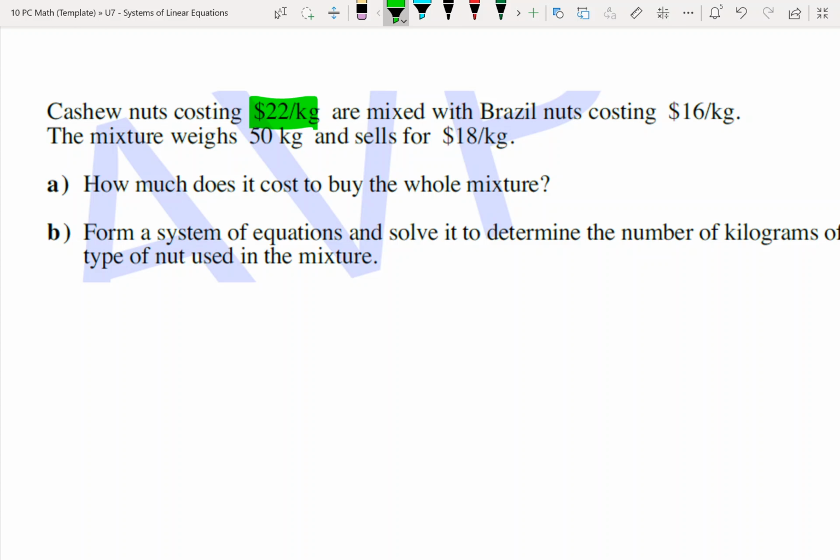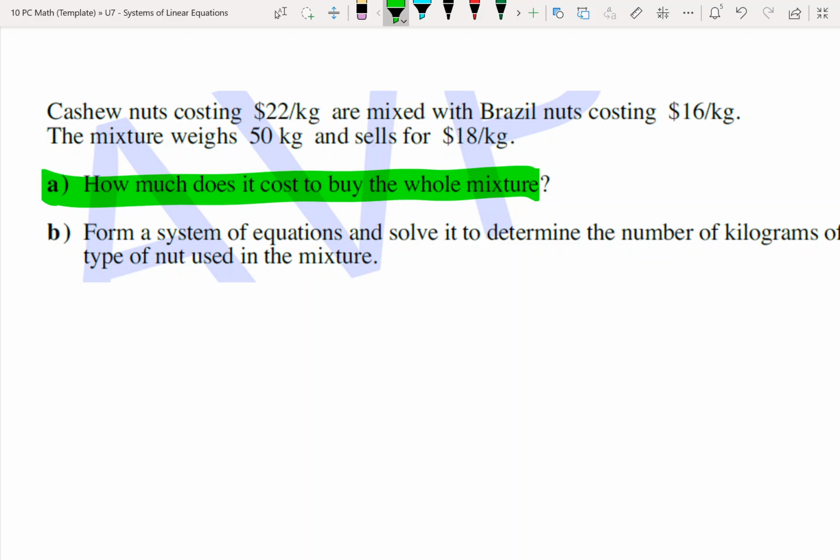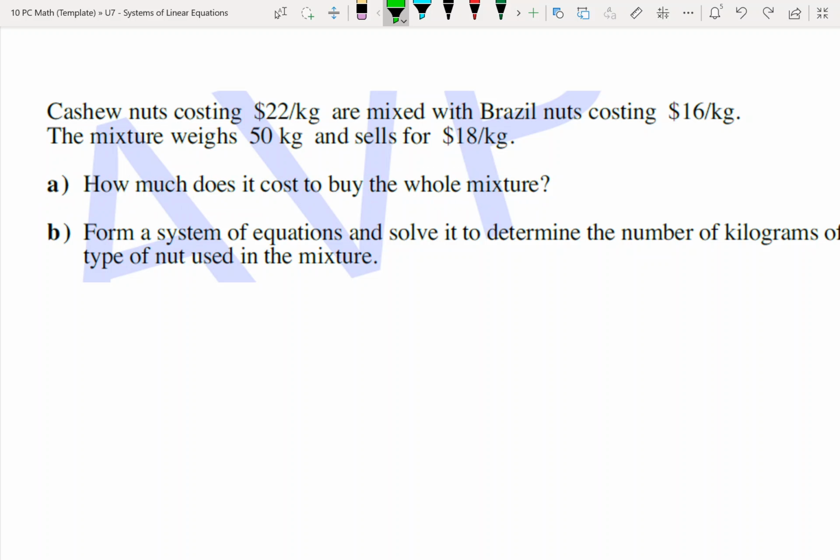Cashew nuts cost $22 per kilogram, mixed with Brazil nuts that cost $16 per kilogram. The final mixture weighs 50 kilograms and sells for $18 per kilogram. Sometimes they're not going to ask you this question and you still need to know the answer. So let's just try and write our let statements to start.